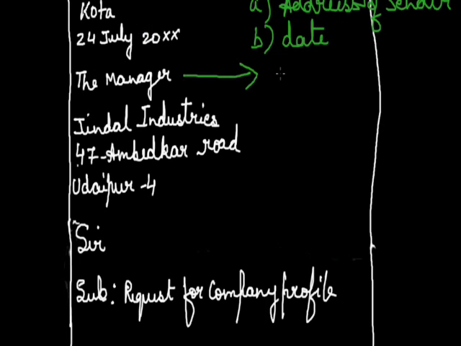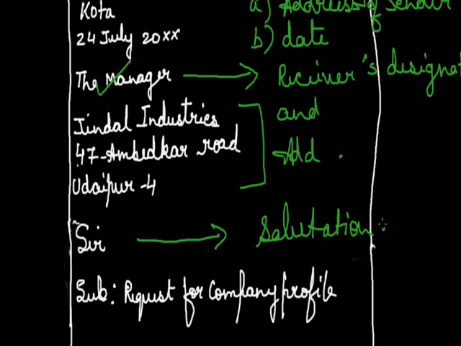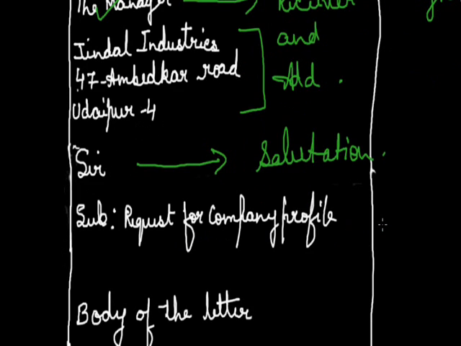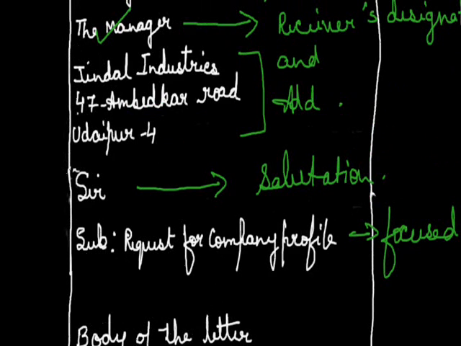Then the way you address the receiver, or say the receiver's designation and address. This is the receiver's designation, and then you write the address. Third is the salutation, like sir or ma'am. Then comes the subject to be focused on. Like I've written the subject after the salutation, that is, sir.